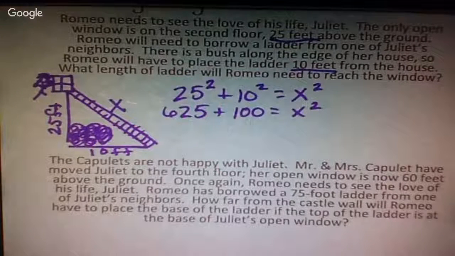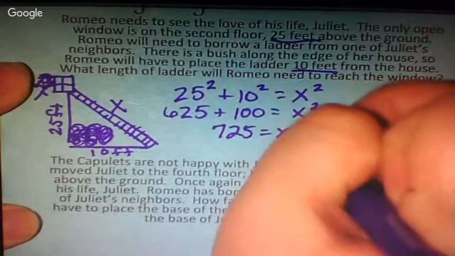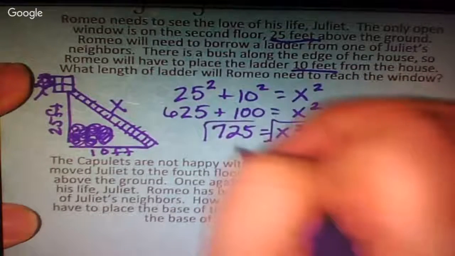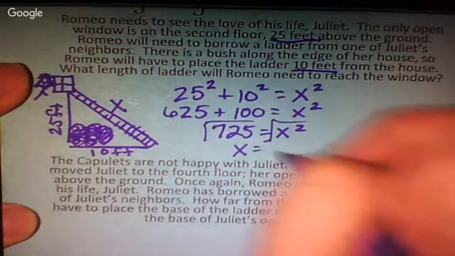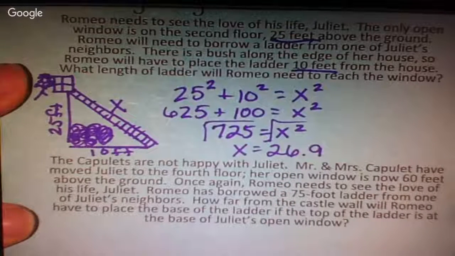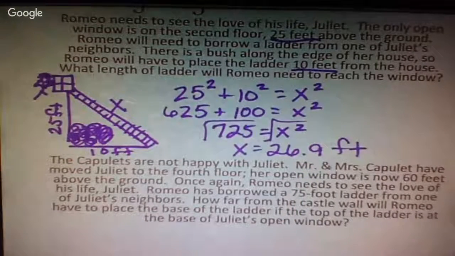So 625 plus 100 equals x squared. Jeremiah already did that last step for us and added the two together. So 725. So now what? Square root it. 26.9. 26.9 what? Because we're in word problems. Feet. So your ladder has to be at least 26.9 feet long to reach that window.